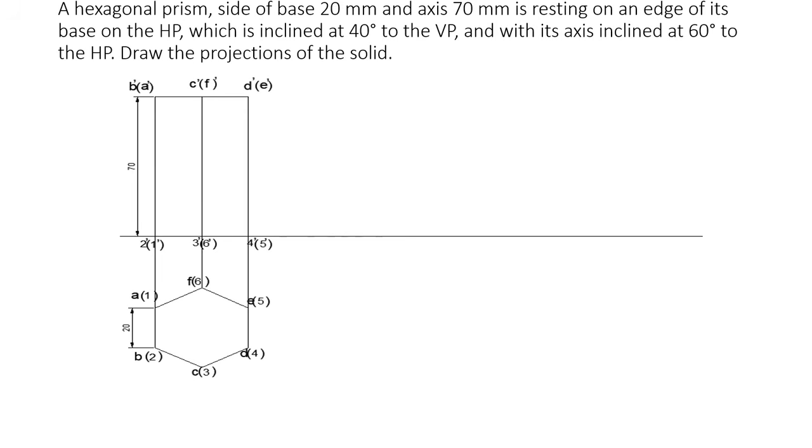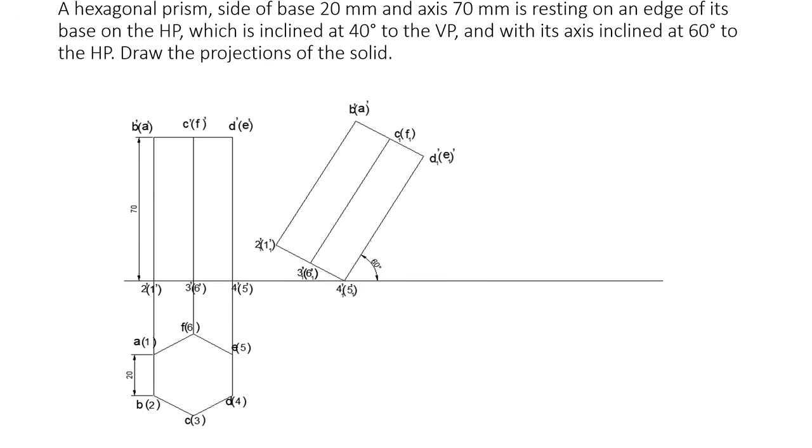One thing you should always consider is how the object is resting. Here the object is resting on its base, and it is also given that it is resting on the horizontal plane. So when the object is resting on the horizontal plane, you want to clear the horizontal plane angle first. In this question the axis is inclined 40 degrees to VP and 60 degrees to HP. So first we clear the HP angle, which is 60 degrees. It is given that the axis is inclined 60 degrees. Axis inclination means this is the axis.